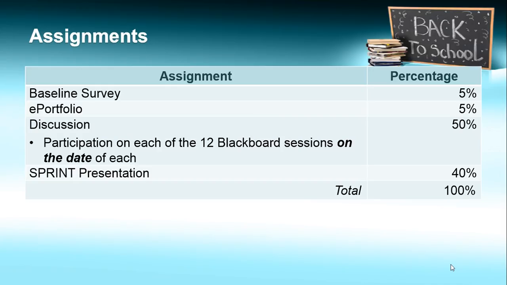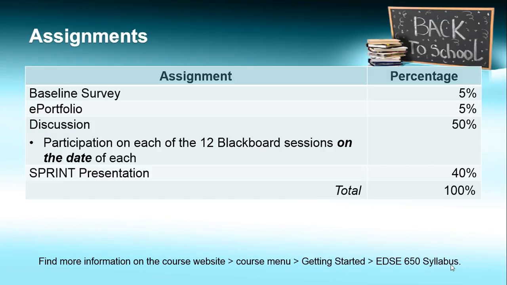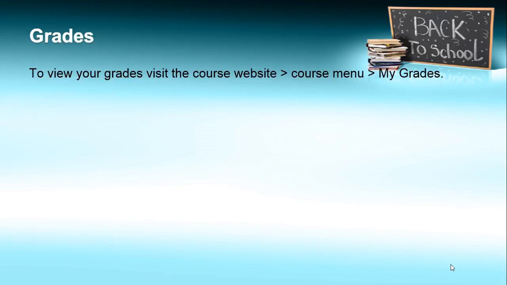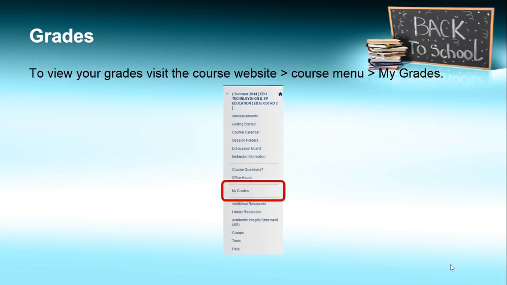Here's a table that shows the weight and percentage of each assignment in the course. And all the details are going to be on the course syllabus, which you can find in the Getting Started link on the course menu. On the syllabus, you'll also find the grading policy and all the explanation about how your grade is going to be calculated. And to view your grades, you can visit the course menu and the My Grades link.